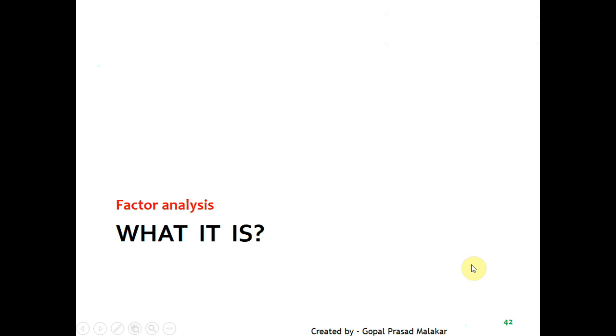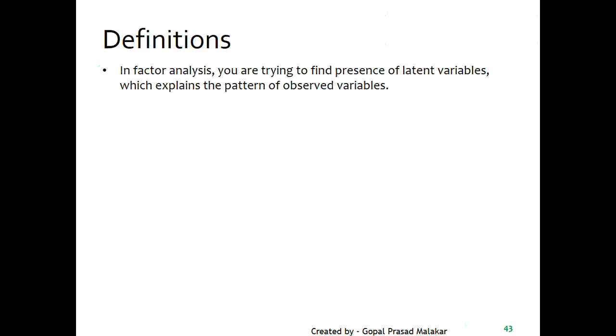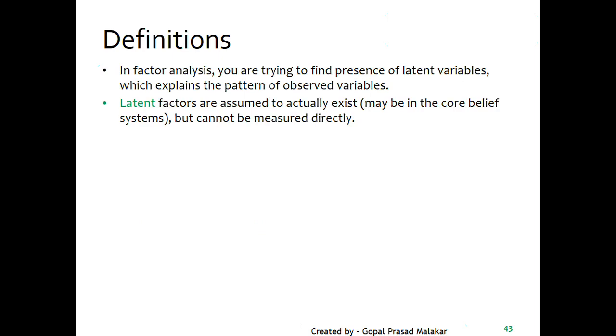Let me explain what factor analysis is. In factor analysis, you are trying to find the presence of latent variables, which explain the pattern of observed variables. What you need to understand is that you assume these latent variables exist, maybe like a core belief system. Maybe everyone behaves as per their core belief system. But you can't measure it directly, and that's what you're trying to assess. That's what you're trying to find.